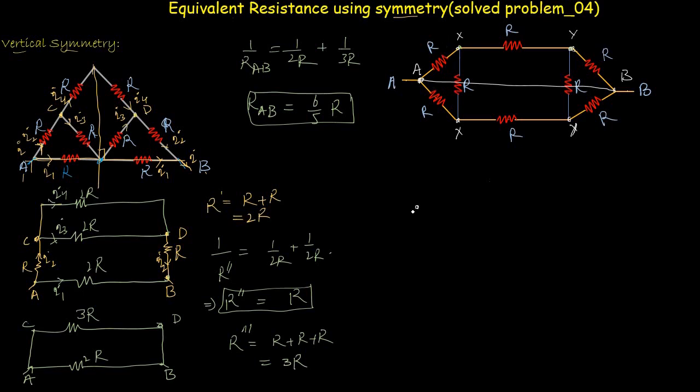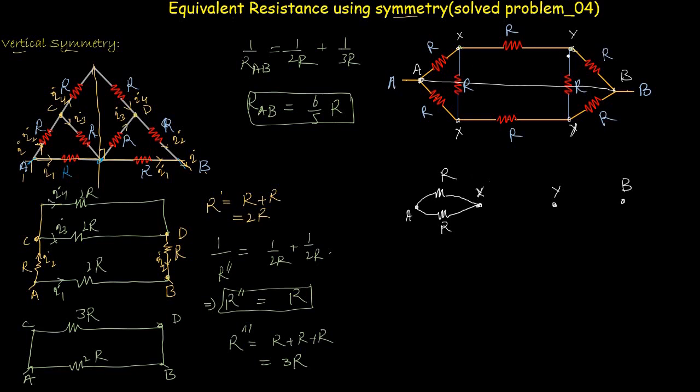So let's say this point is point A, and this point is point X, and this point represents point Y, and this point represents point B. So if you look again into this network, between point A and X we have a resistor R, and between point A and X we have another resistor which is R, because the potential at this point is the same as the potential at this point. So we can connect these two resistors to this same point.